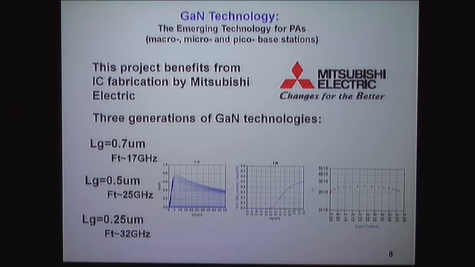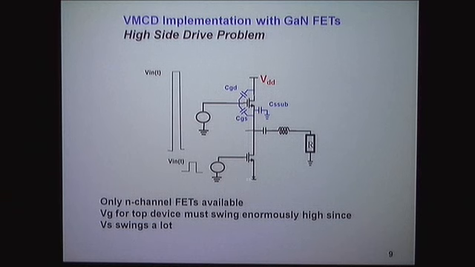So we have the high side drive problem because of two reasons. One, there are no p-channel devices in gallium nitride. There are only n-channel devices. And two, you'd like this VDD voltage to maybe be something like positive 48 volts. So the low side device isn't bad. These are depletion mode devices, by the way.